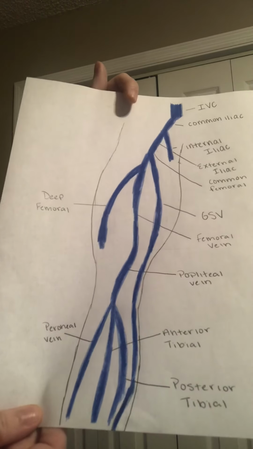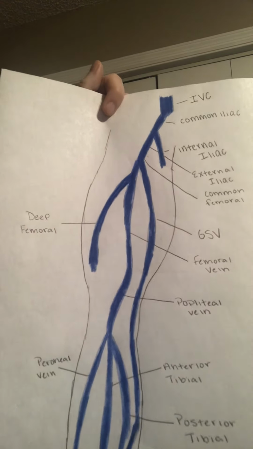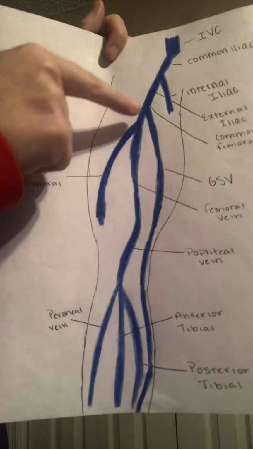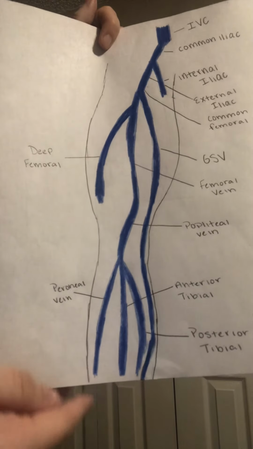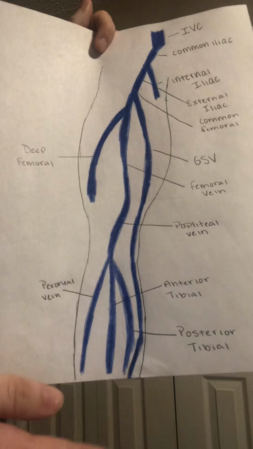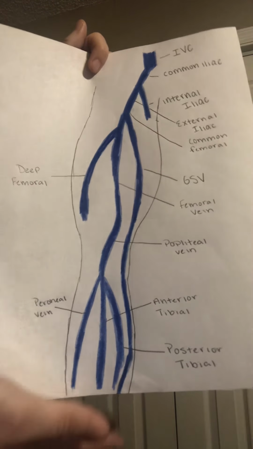For the superficial one, we're going to talk about the greater saphenous vein. Now this is the longest vein in your whole body. It's going to start at your external iliac, and it's going to course all the way down your leg. And this vein is the superficial vein in your leg, the most common superficial vein in your leg.